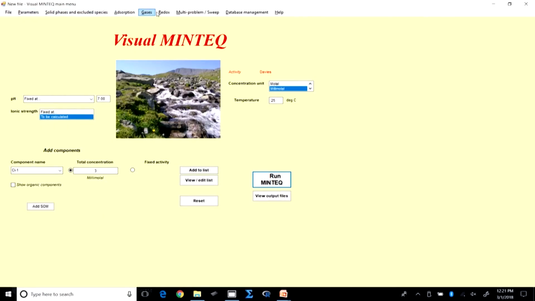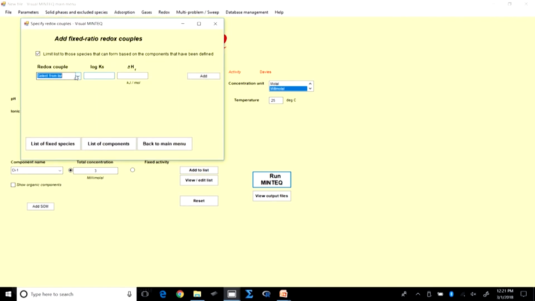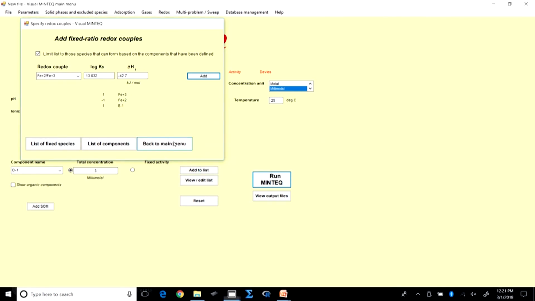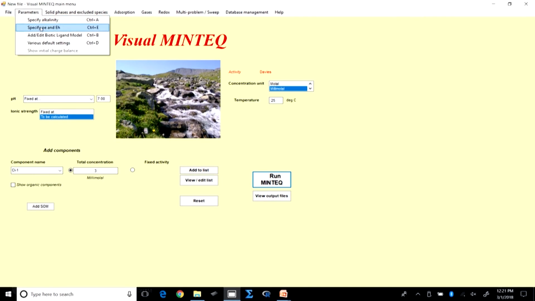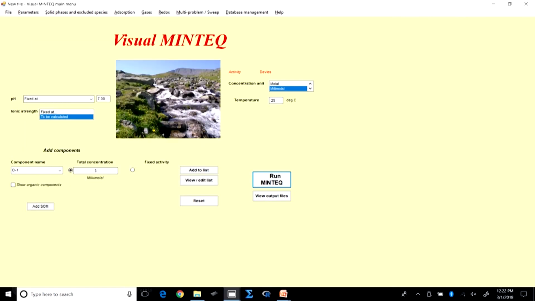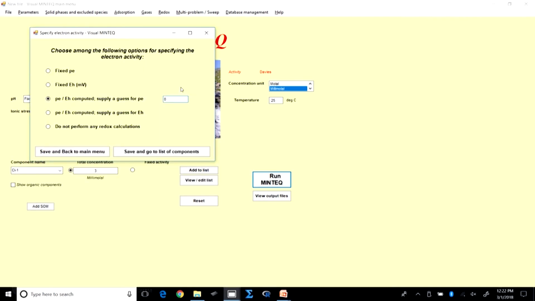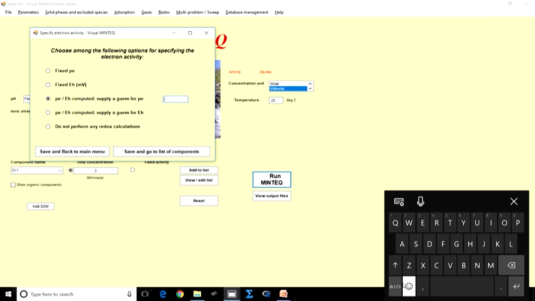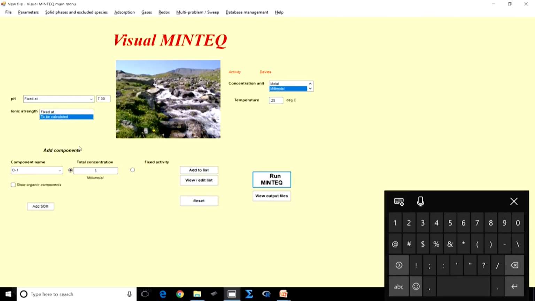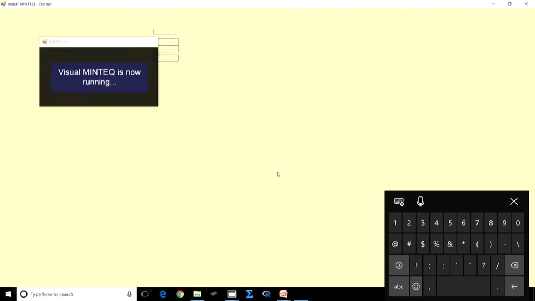So I'm going to say specify the redox couple, and that's going to be Fe3+/Fe2+. So it says fixed, but I need to specify that. So back to main menu, parameters, specify pE and Eh. I'm going to ask it to calculate. So I'm going to have to give a guess for my particular case of pE. Because I know it's going to be lower, I'm going to go with 1, right. Save and back to main menu and run MINTEQ.